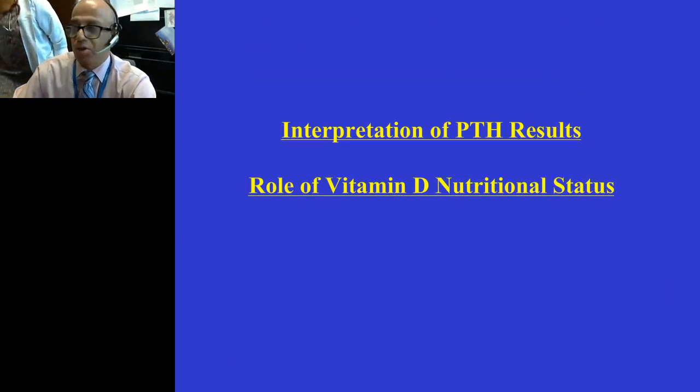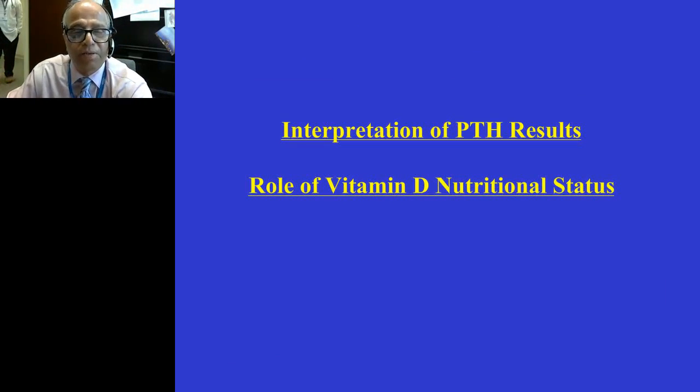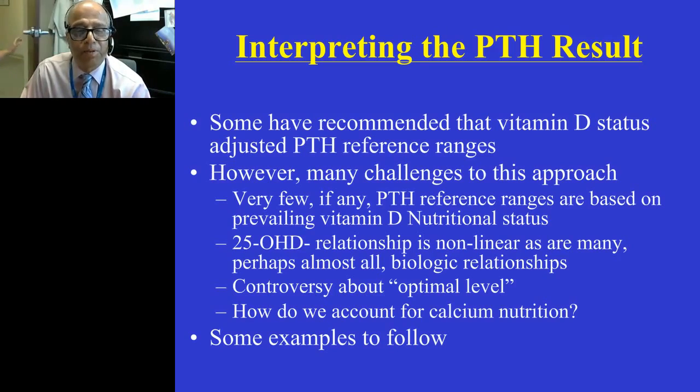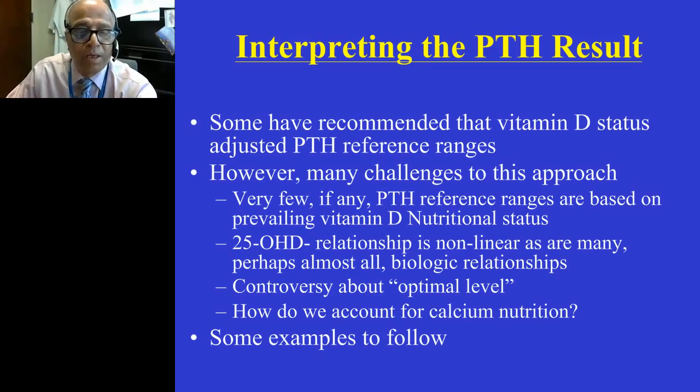Interpretation of the PTH results depends on the vitamin D nutritional status, because PTH and 25-hydroxyvitamin D have a different relationship. Some have recommended that the vitamin D status be adjusted to the PTH reference range. However, many challenges exist to this approach. Very few, if any, PTH reference ranges are based on the prevailing vitamin D nutritional status, and the 25-hydroxyvitamin D relationship is non-linear, as are many, perhaps almost all biologic relationships. There is controversy about the optimal level of 25-hydroxyvitamin D, and then finally, how do we account for calcium nutrition?